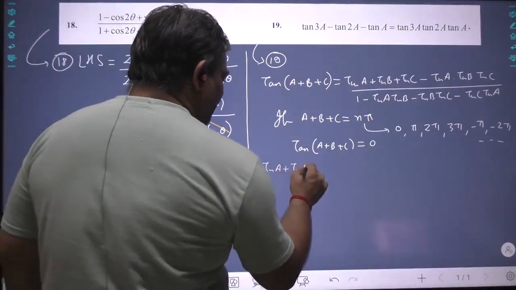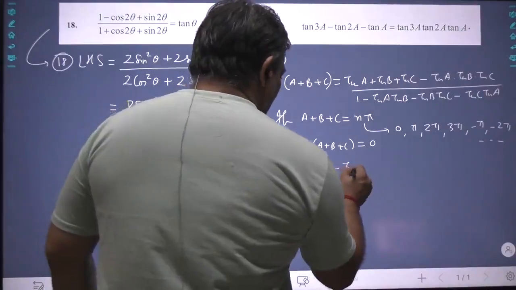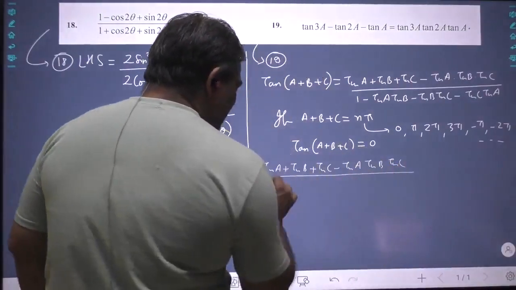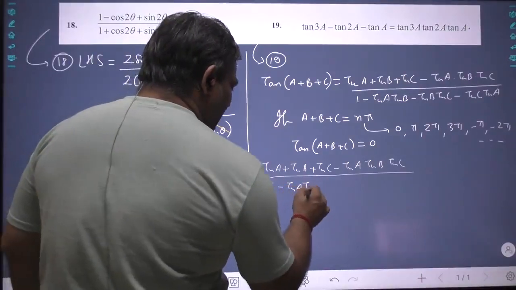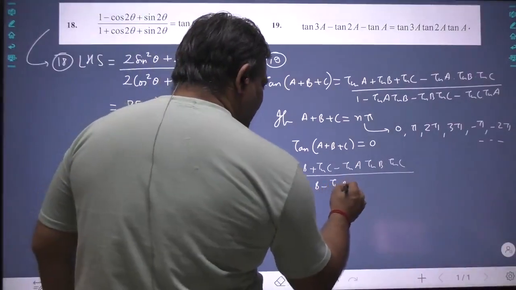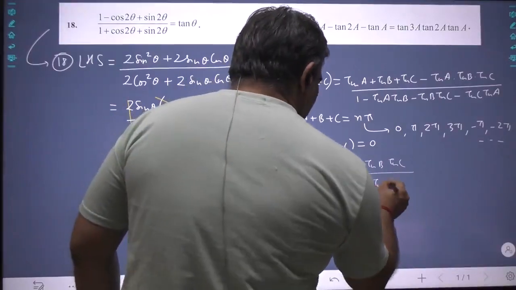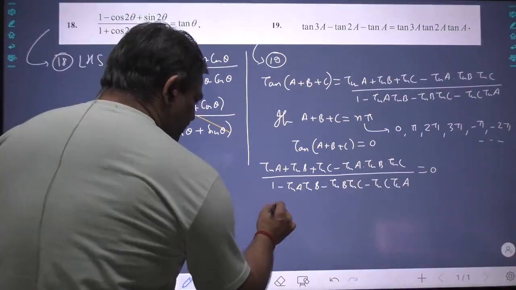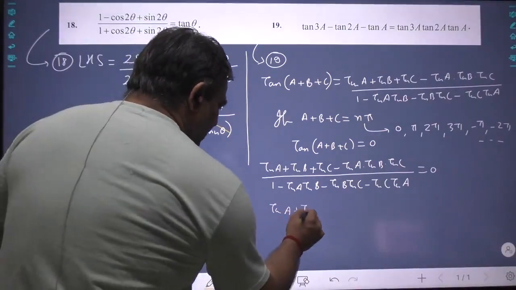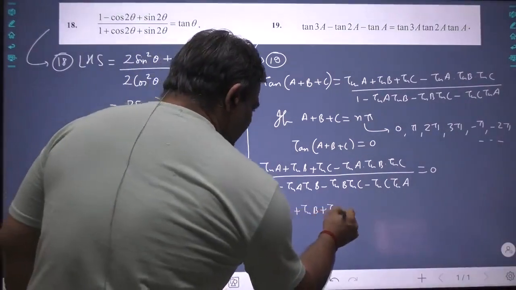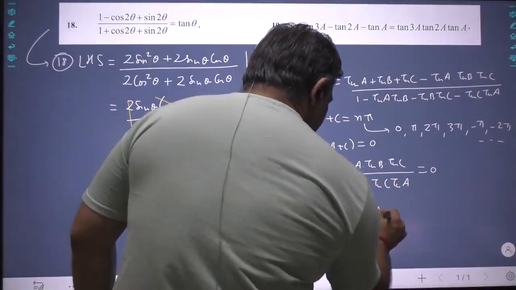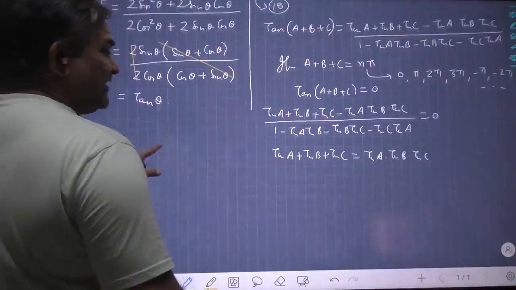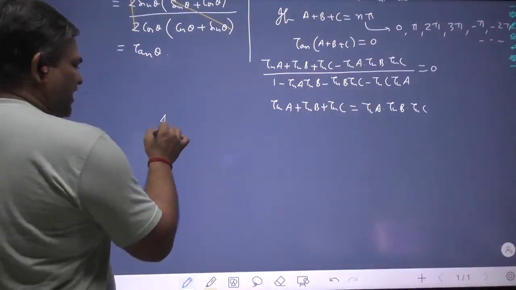That means tan a plus tan b plus tan c minus tan a into tan b into tan c, whole divided by 1 minus tan a tan b minus tan b tan c minus tan c tan a is 0, which means the numerator part must be 0. That boils down to tan a plus tan b plus tan c should be equal to tan a into tan b into tan c. So we have a very good identity.